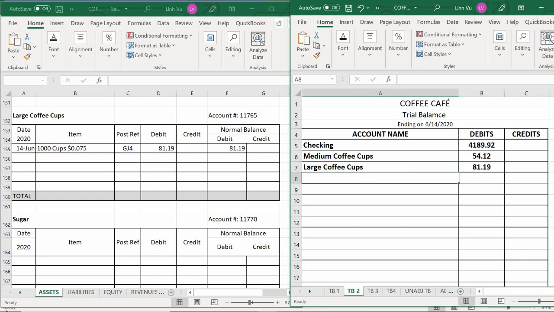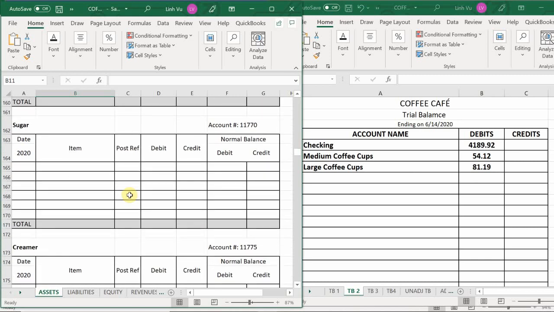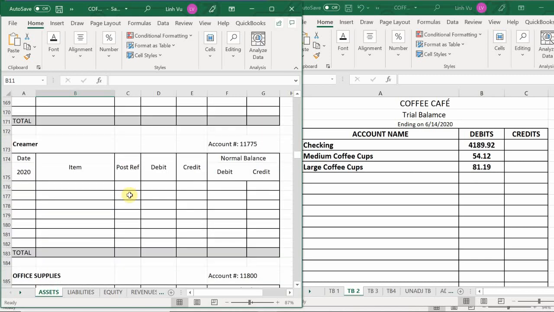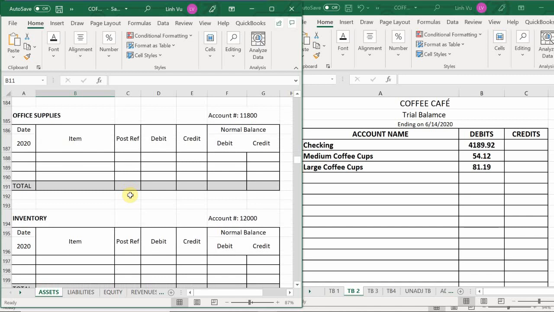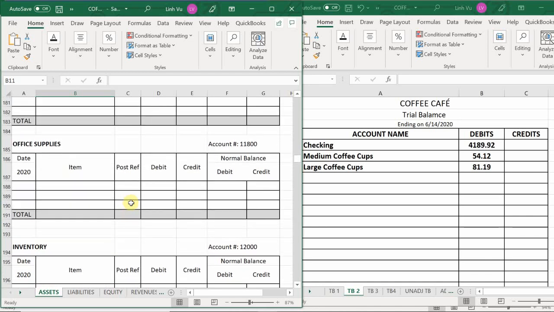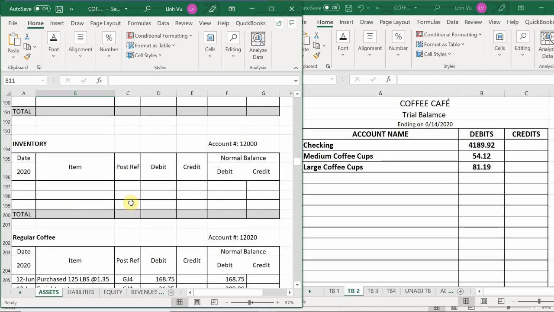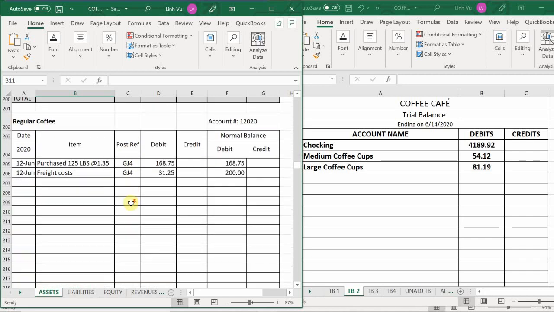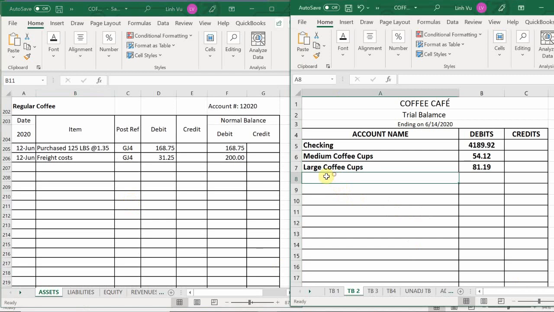Okay. Do we have sugar and creamer? Not yet. No creamer. Office supplies? No, we don't have any. Inventory? What do we have under inventory? We have regular coffee for $200. Yep. And the debit. Yep.